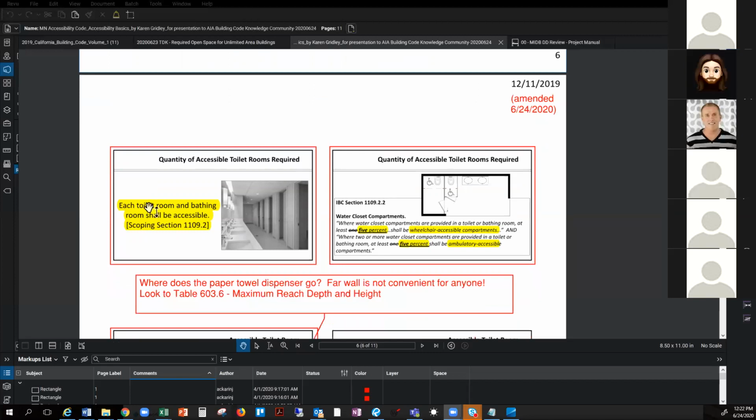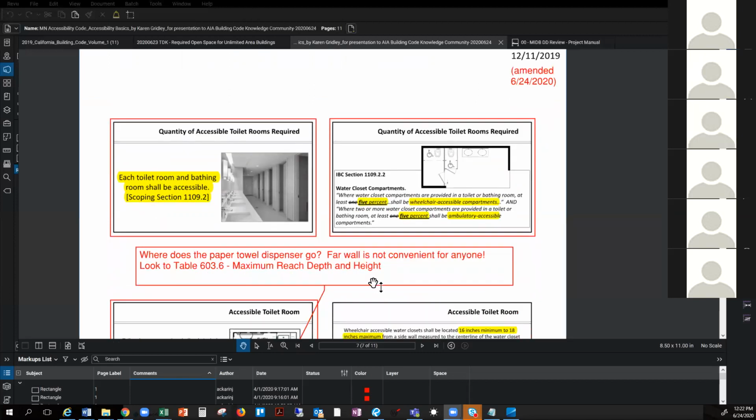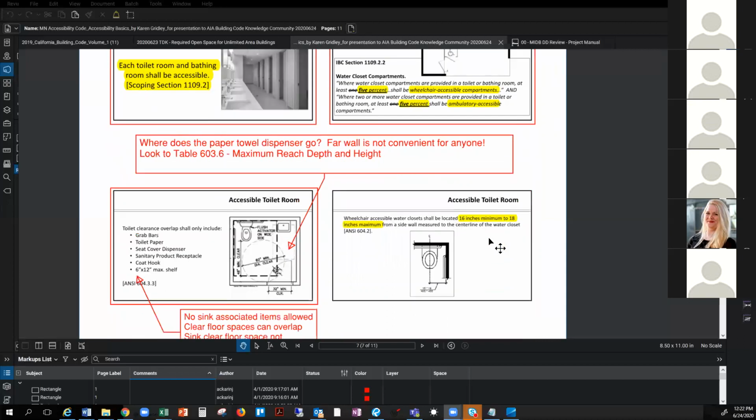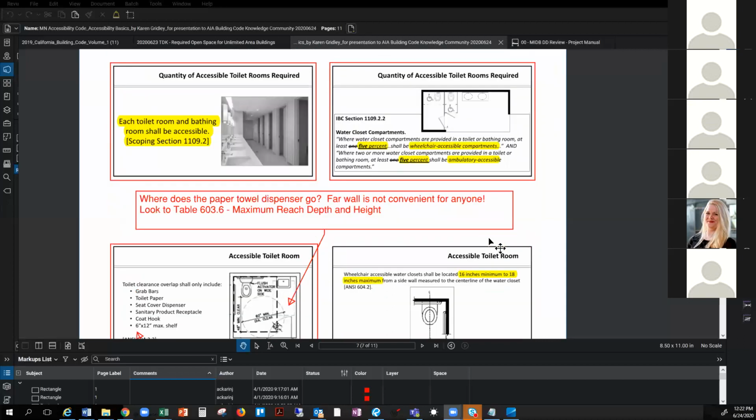So each toilet room and bathing room shall be accessible. So there are some provisions here now for the 5% and the ambulatory accessible. This was another provision that came up in the presentation or in our meetings.